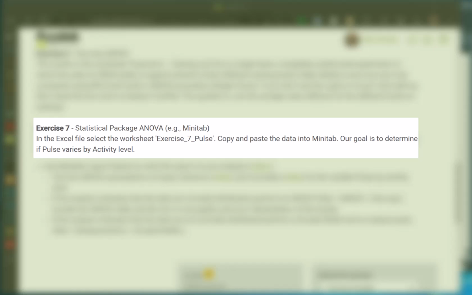For exercise 7, our goal is to determine if pulse varies by activity level. So we're going to use BlueSky Statistics to test the assumptions of equal variances and normality for the variable pulse by activity level. If the analysis indicates the data are normally distributed and the variances are not unequal, we're going to perform an ANOVA. If the analysis indicates that the data are not normally distributed, we'll perform a Kruskal-Wallis test to analyze pulse.